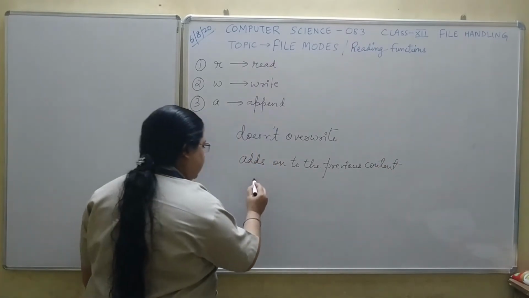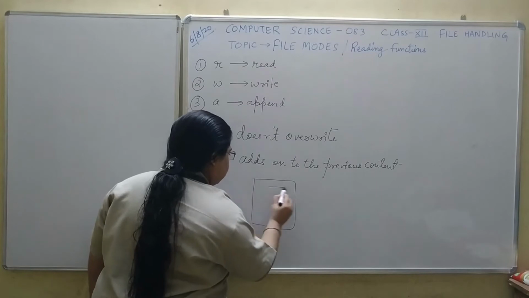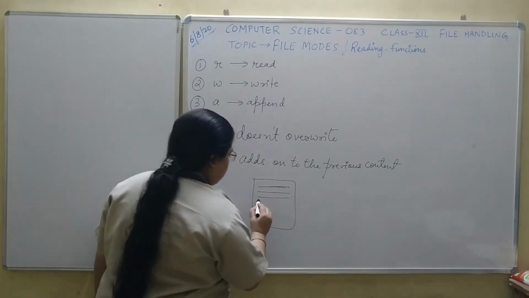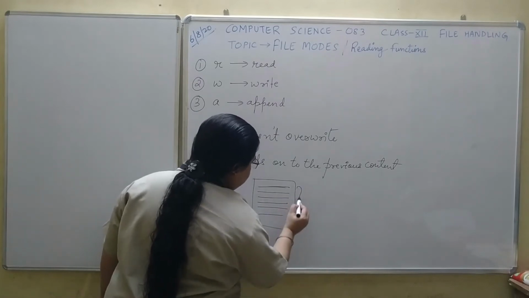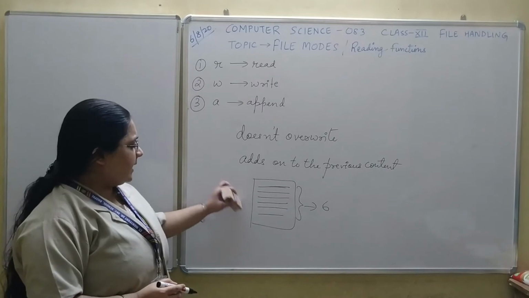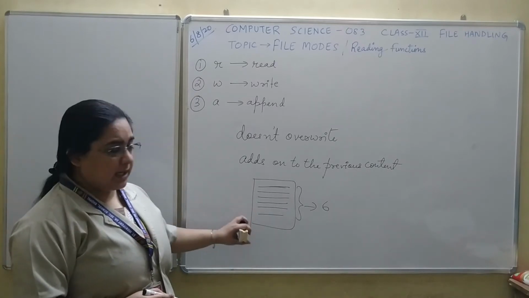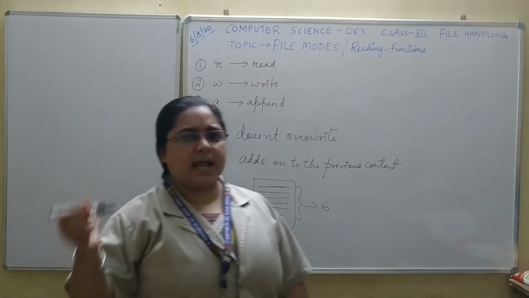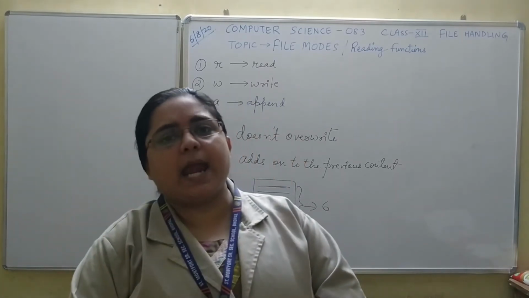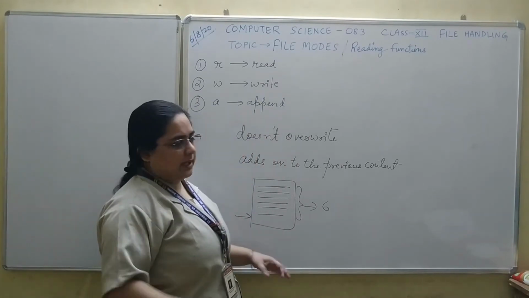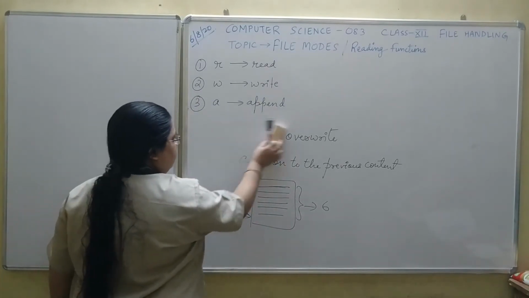Whatever was already there in the file, suppose you had 3 records in the file, 3 more records you want to write. So now the total number of records would be how much? 6. So it adds on to the content of the file, and that too at the end of the file. It will always add on to the end of the file. It will start writing from the end of the file. So this is your append function.